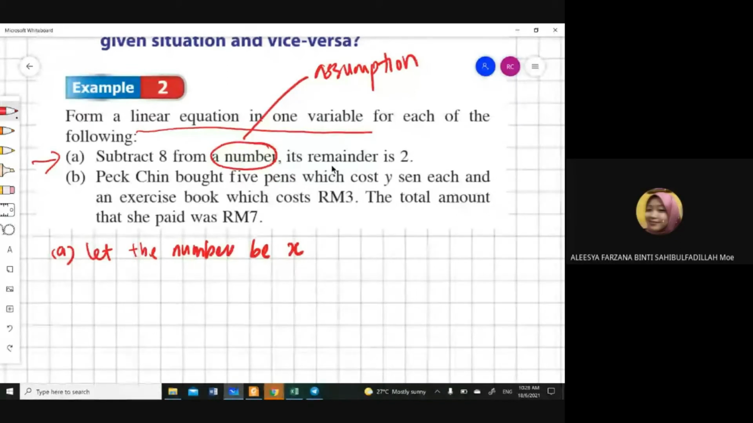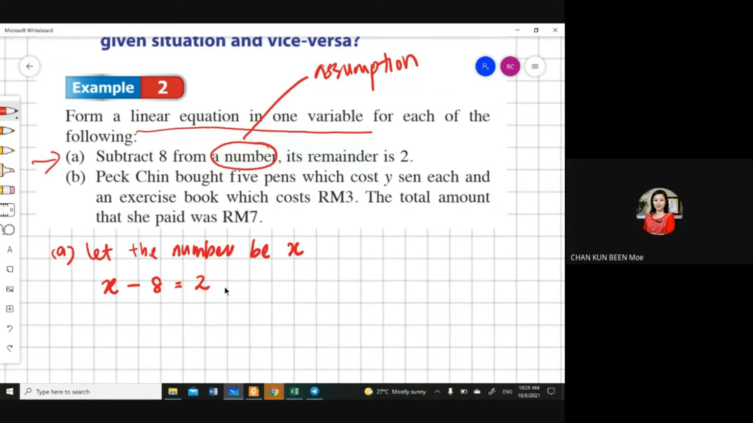Baki. Yeah, baki dia, betul. So you can form up already. You subtract the add from the number, meaning it is x minus add. Bakinya ialah 2. So we form up the equation in linear equation in one variable already. The power of x is 1, and then we have equality. So that's all for question A.